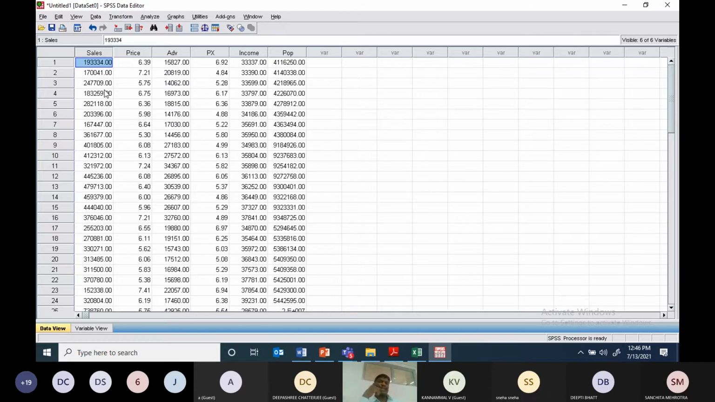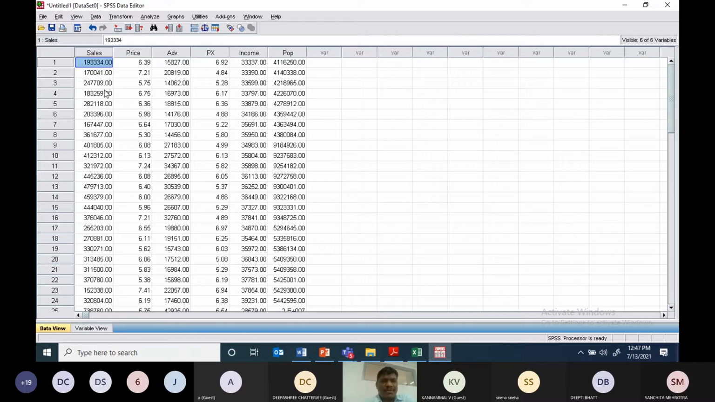I have created it. Participants, what type of variable are all of these? Which scale does it come under? Ratio. It's a quantitative variable. It's a ratio scale. Good. Now I am going to start the analysis.